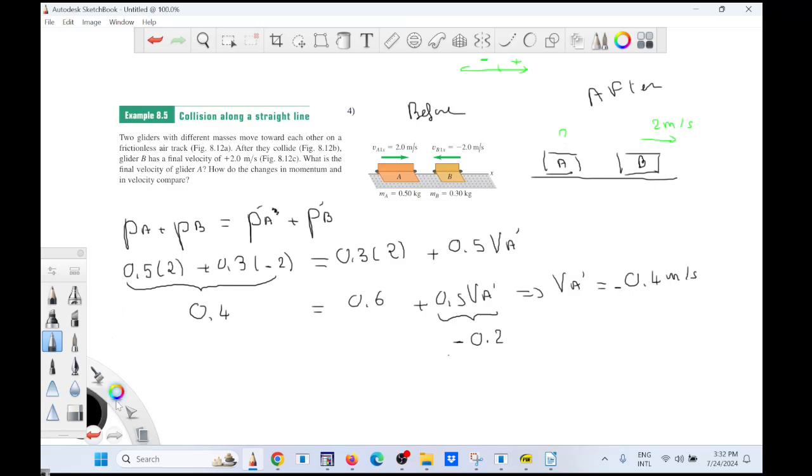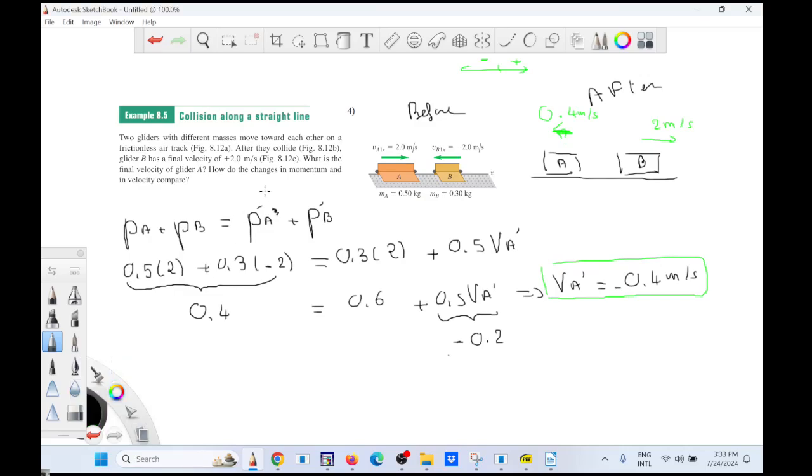So it has lost speed, right? Because it's moving back, but it's bouncing up. So to the right, and this one is moving up at 2 meters per second. Okay, so that will be the answer for the first question.